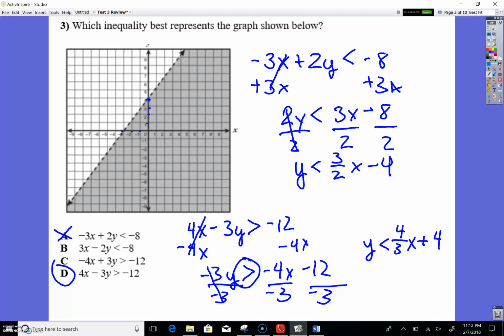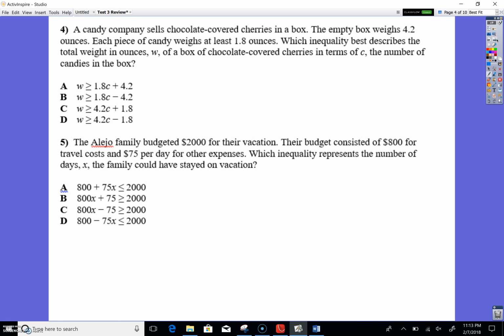Alright, number 4. A candy company sells chocolate-covered cherries. An empty box weighs 4.2, so that means nothing yet. Now, each piece of candy weighs at least. Remember, the words at least mean the smallest you can have.